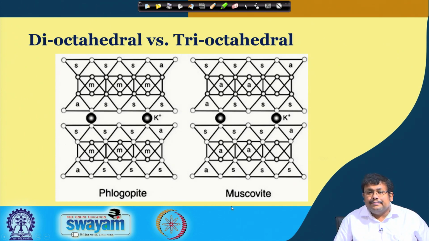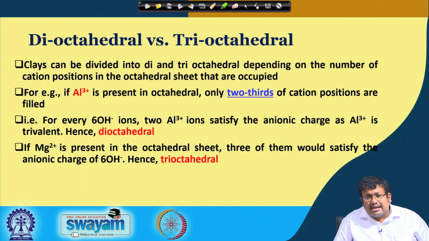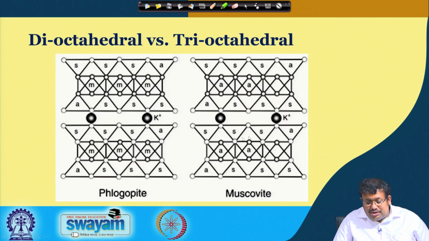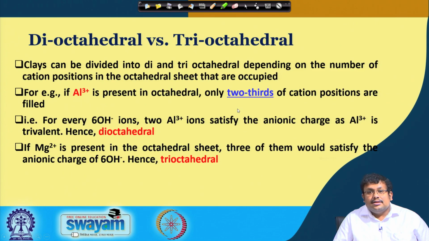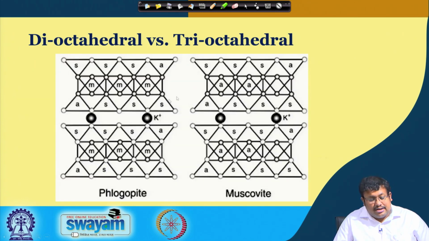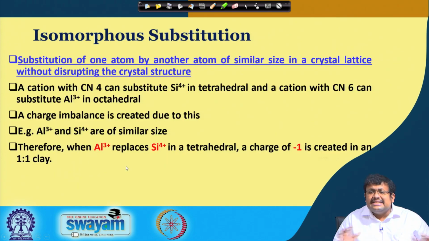Example is muscovite. So, this is the difference between trioctahedral and dioctahedral structure. For every 6 hydroxyl ions, 2 aluminum ions satisfy the anionic charge, as aluminum 3+ is trivalent, which you have just seen here. So, that is why it is called dioctahedral. And if magnesium is present in the octahedral sheet, 3 of them would satisfy the anionic charge of 6 hydroxyl ions, hence it is called trioctahedral, which we just have seen. So, this is the difference between dioctahedral structure and trioctahedral structure.